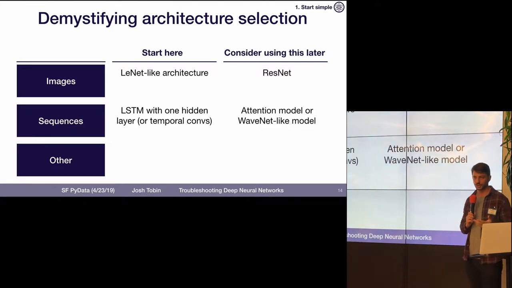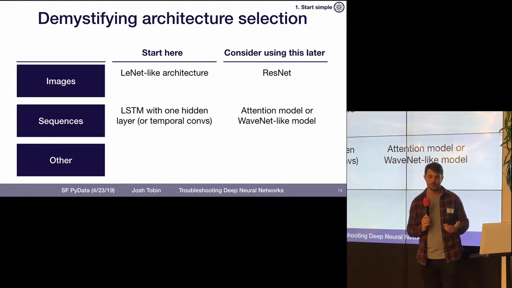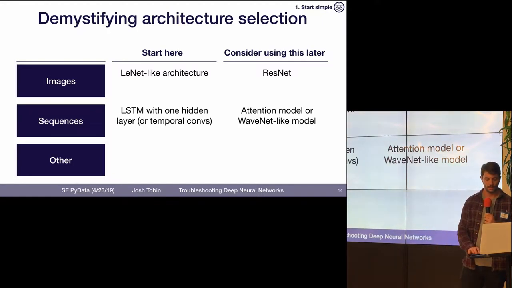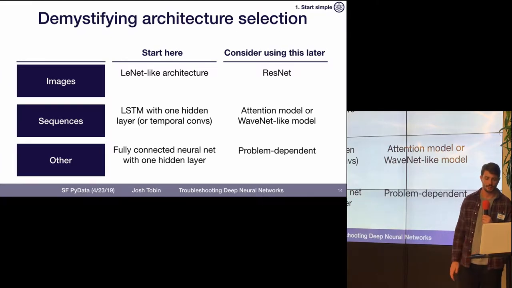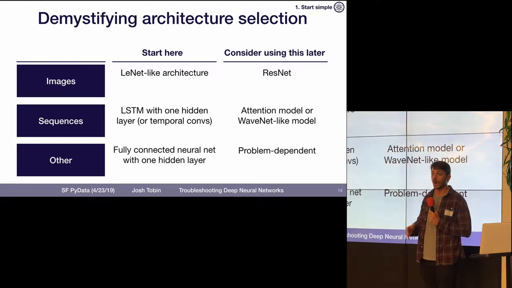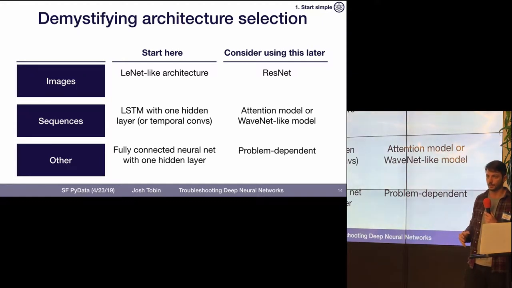And then as your project matures, you move to something more state-of-the-art. For sequences, state-of-the-art right now is these attention-like models, or these WaveNet-like models. And if your data is something else, a fully connected neural net with a single hidden layer is a reasonable starting point. For all of these, the optimal model for your problem is not going to be on this list. It's going to be very problem-dependent. But the point is, as you're starting to add the first few layers of complexity, to have something that's going to give you reasonable performance. And as you become confident, then you can move to something more state-of-the-art.